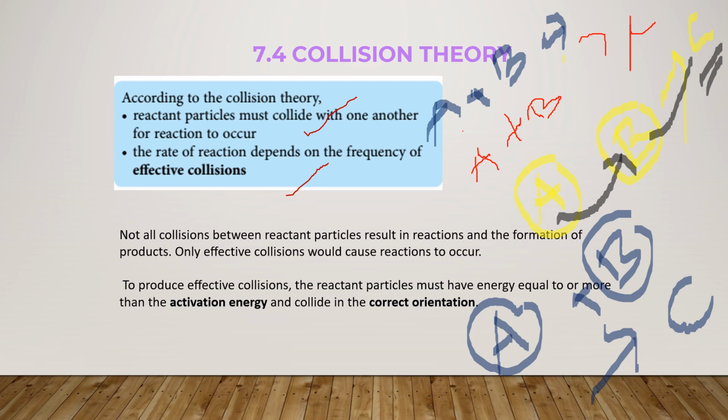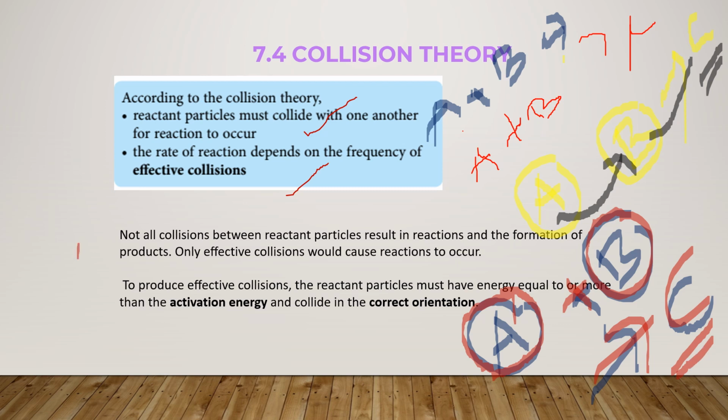But if particle A collides with particle B but cannot produce C, that one we call ineffective collision. If ineffective collision happens, so meaning that there's no reaction between A and B because they cannot produce C.